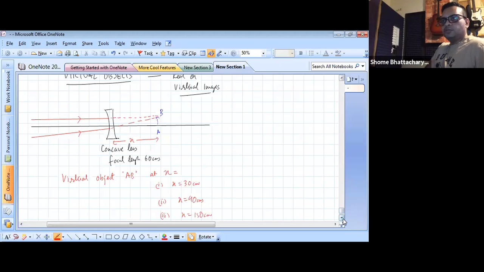So with this example, you will understand in which case the virtual object gives a virtual image, and in which case the virtual object gives a real image.